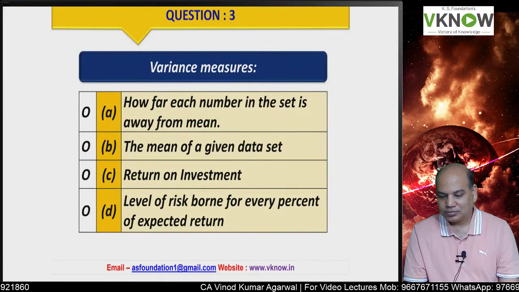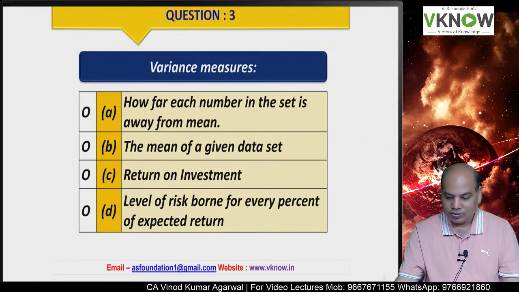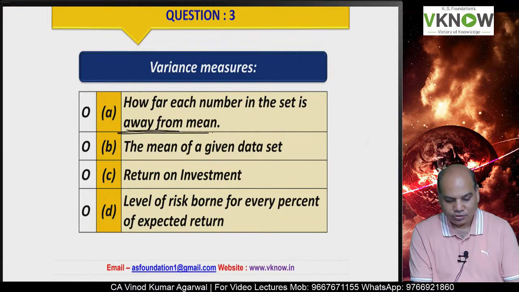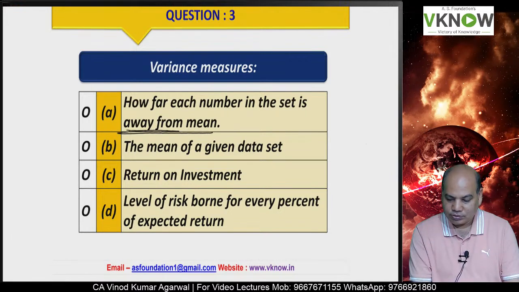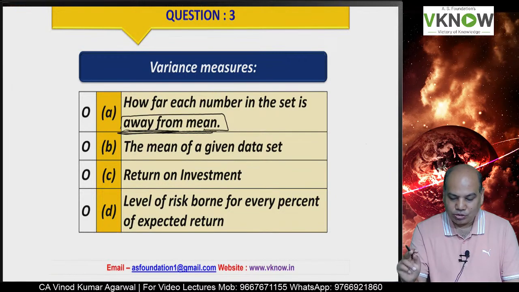Third, variance measures how far each number in the set is away from the mean. Just write this also if not printed in the book. The second line, away from the mean, is not typed.